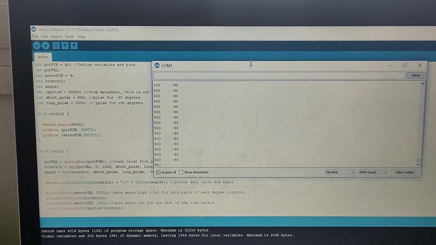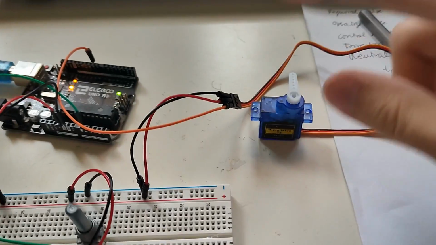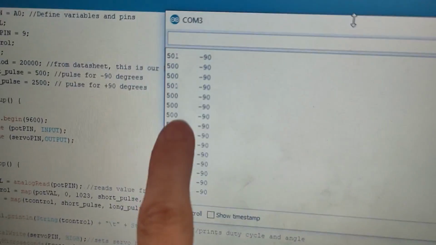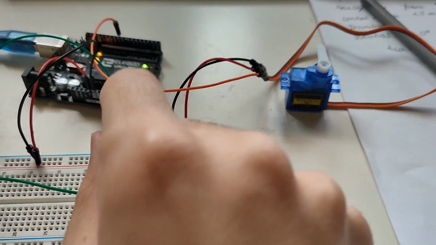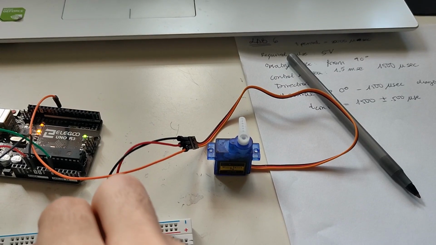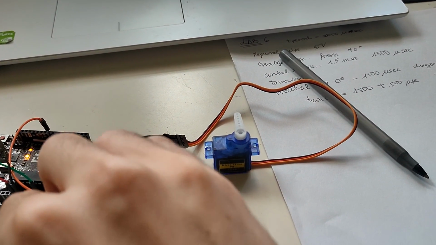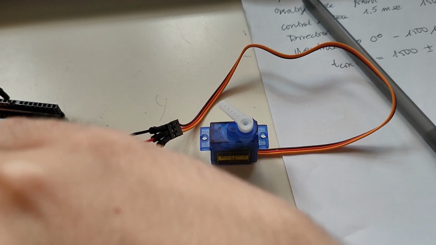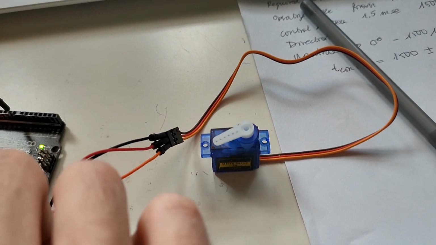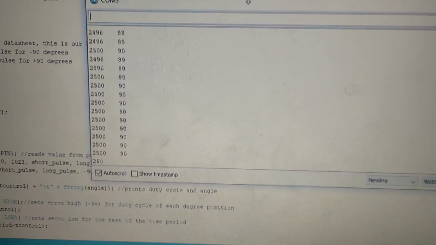Okay, so once we have uploaded our code to the Arduino board, we see that the servomotor starts at an angle of minus 90 degrees and a duty cycle of 500 microseconds. Now we only have to vary the potentiometer value in order to change the position of the servomotor. Little by little, we vary the value of the potentiometer until it reaches 90 degrees, as we see on the serial monitor.